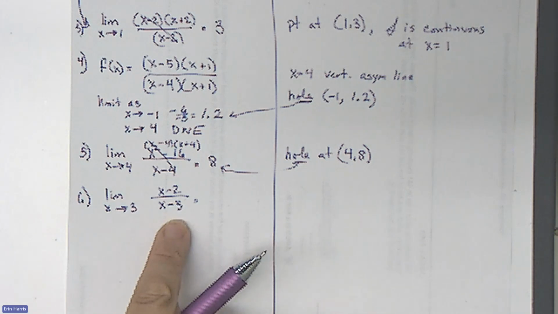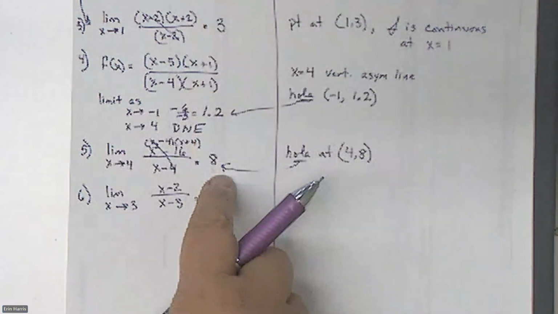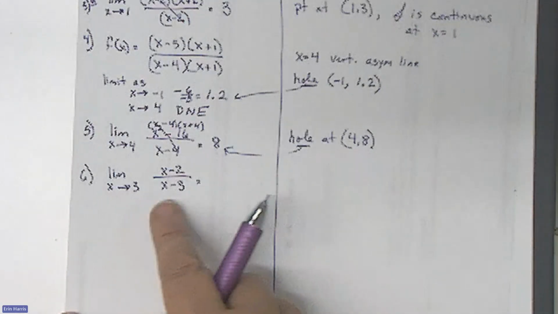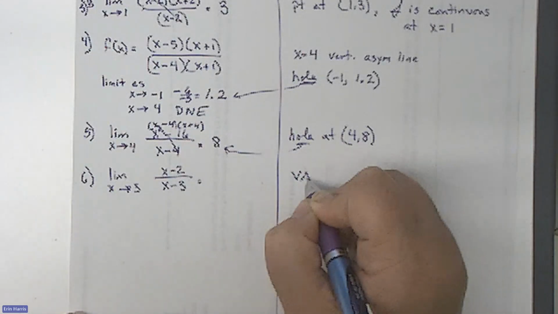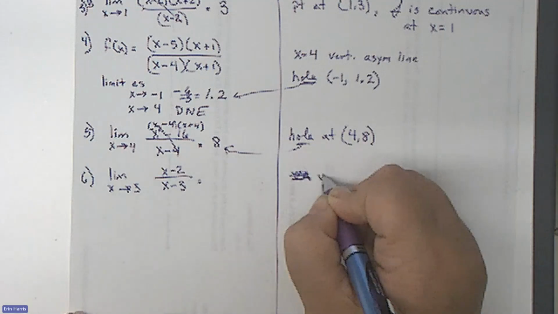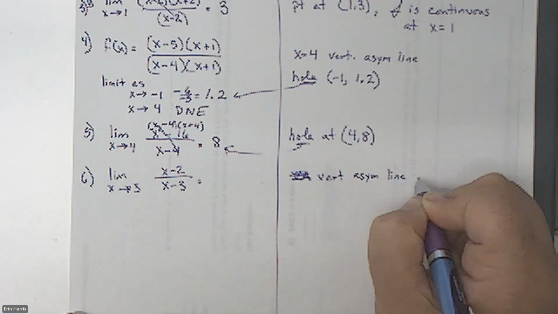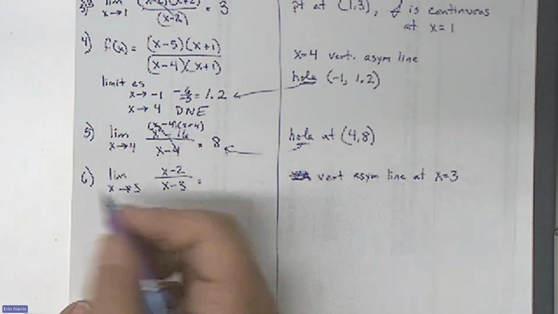So what do you think is happening graphically here at 3? It doesn't behave like any of these. Asymptote. Those are our only two choices for discontinuities: there's either a hole or an asymptote line, for when the denominator is 0. So here we have a vertical asymptote line. I'll write it out: vertical asymptote line at x equals 3.